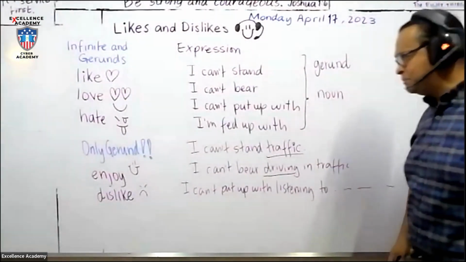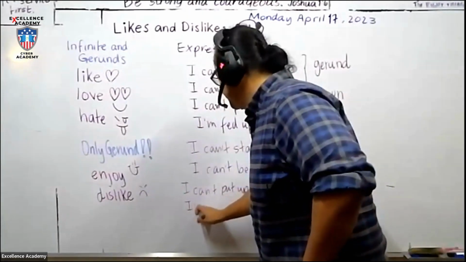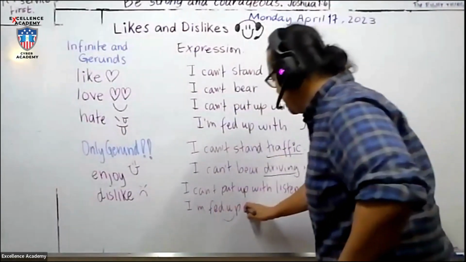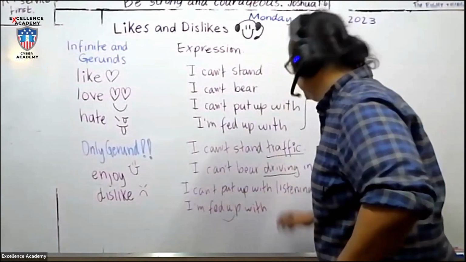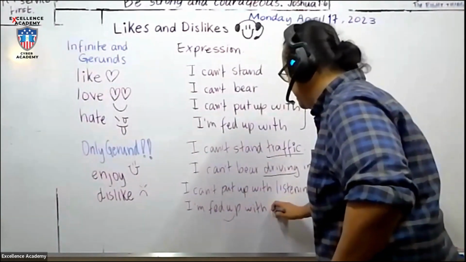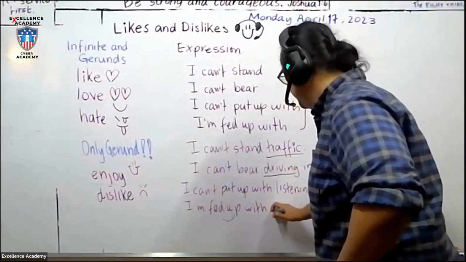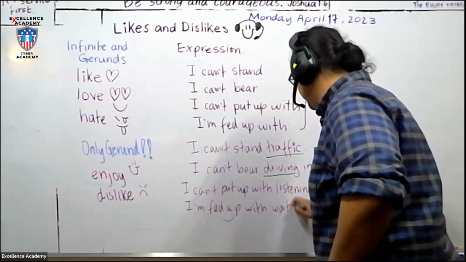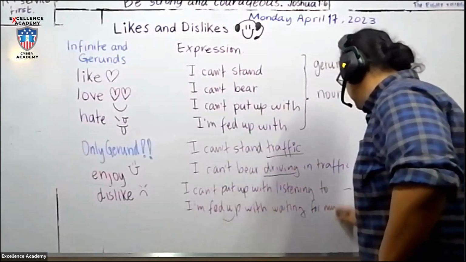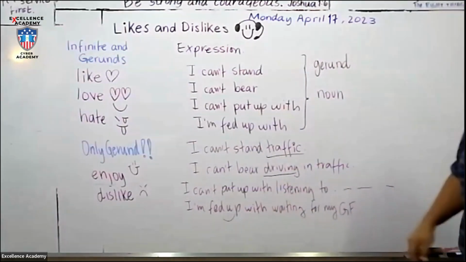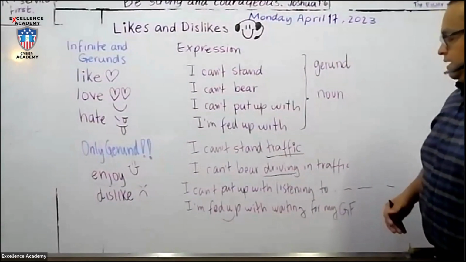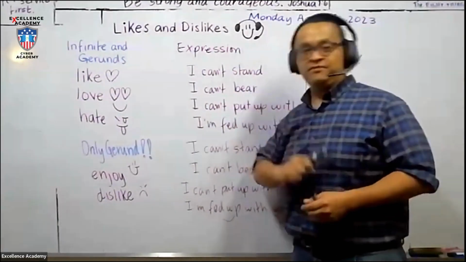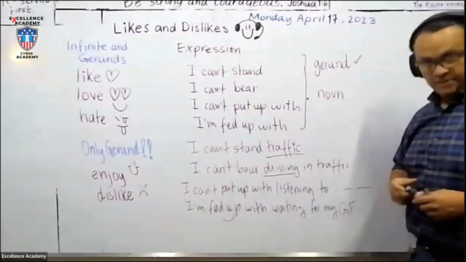You understand? Country music. Or you can say, I'm fed up with, let's say, waiting for my girlfriend, for example. All right. So you say, I'm fed up with waiting for my girlfriend. So here, we're only going to use the gerund, please. We're not going to use the infinitive. Okay. Are we cool with these expressions?